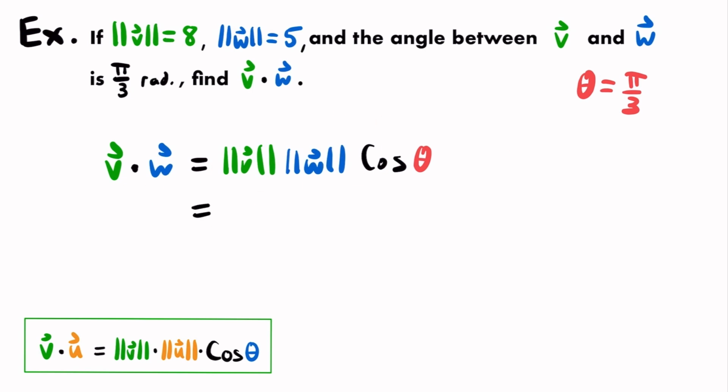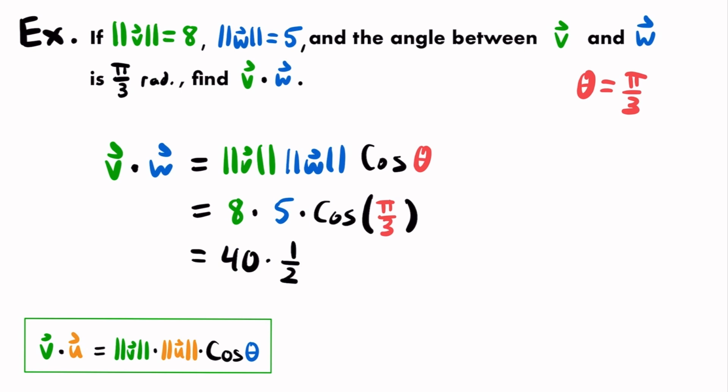So this will be equal to the magnitude of vector v, which is 8. So we'll have 8 times the magnitude of vector w, which is 5. So we'll have 5, and then we're multiplying by cosine of the angle, which is pi divided by 3. Okay, now 8 times 5 is 40. So this is equal to 40 times cosine of pi divided by 3. And maybe you know this by memory. If not, just plug it into your calculator. Cosine of pi divided by 3 is equal to 1/2. All right, and then 40 times 1/2 is equal to 20. And so 20 is the dot product of vector v and vector w.